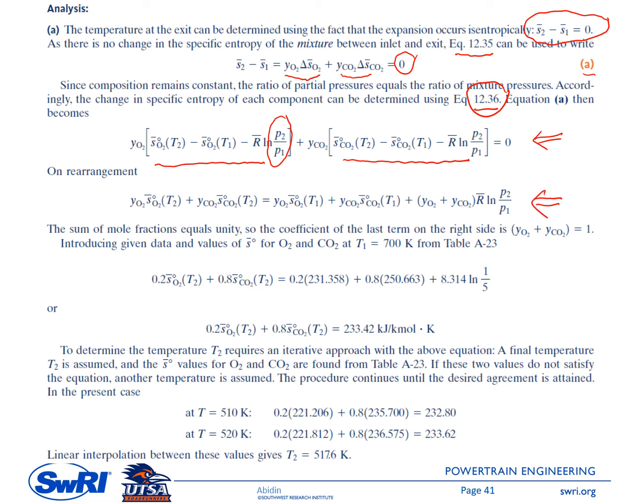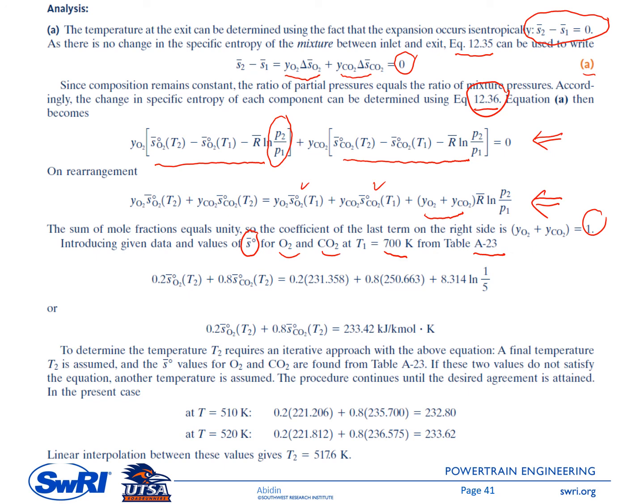Okay, so it's a bit long equation here. And then the sum of mole fraction for sure equals to unity. So the coefficient of the last term on the right side, so this is this one, equals to 1. Okay, and then we can grab the data of S degree here for O2 and CO2 at this temperature from table A23. So this one can be from table A23, this one also can be from table A23.